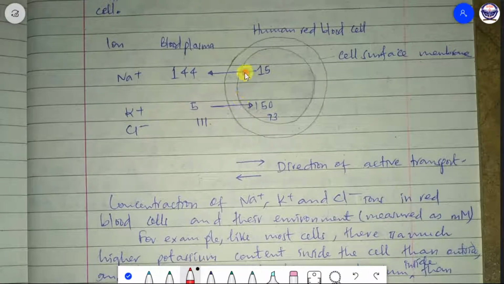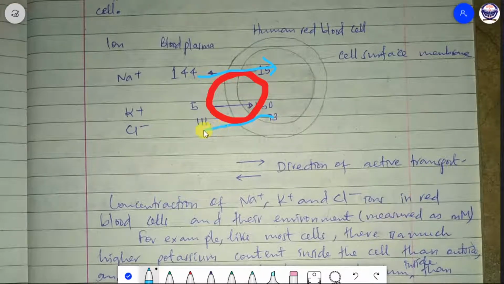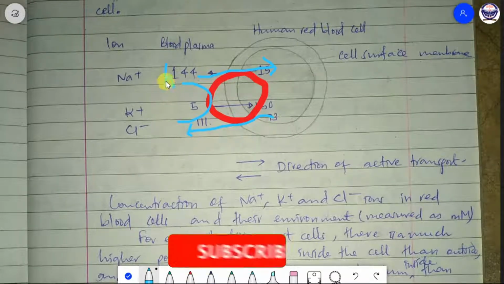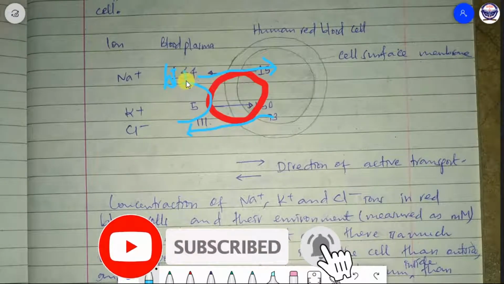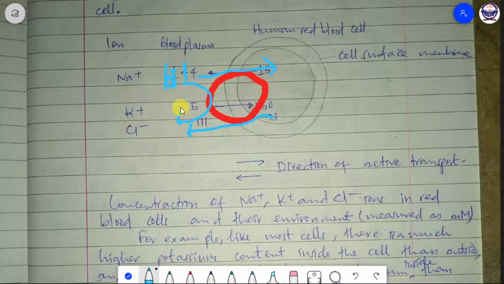Let's say here we have our pump, a pump on the cell surface membrane. What this pump does is pump sodium from outside to inside of the cell and pump potassium from inside to outside of the cell. Remember, this pump uses ATP, because it pumps sodium and potassium actively. So it is always known as the sodium potassium pump.